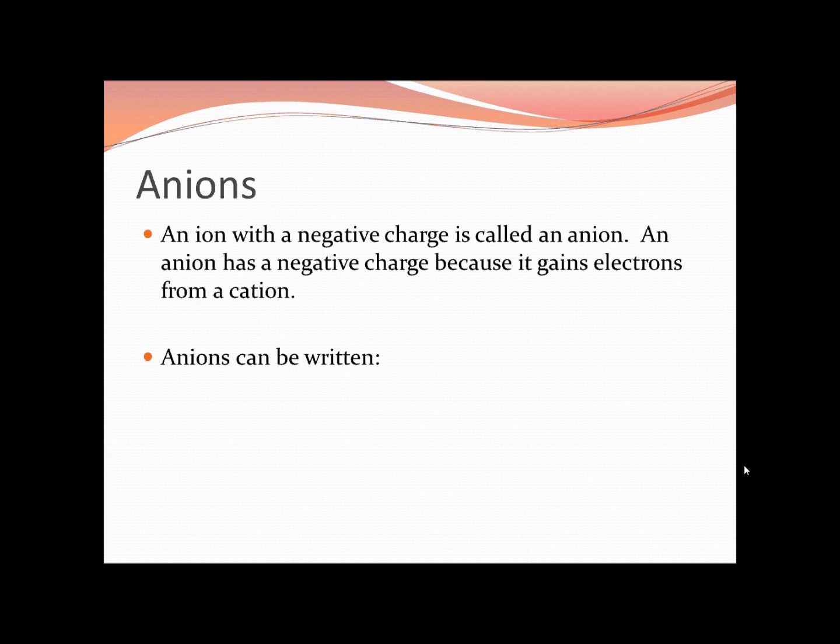An anion, on the other hand, is an ion that has a negative charge because it gains electrons from the cation. So the cation gives electrons to the anion. And anions can be written with a negative sign to tell us that it has its negative charge, and the negative sign can be in front or behind the number, just like a cation.